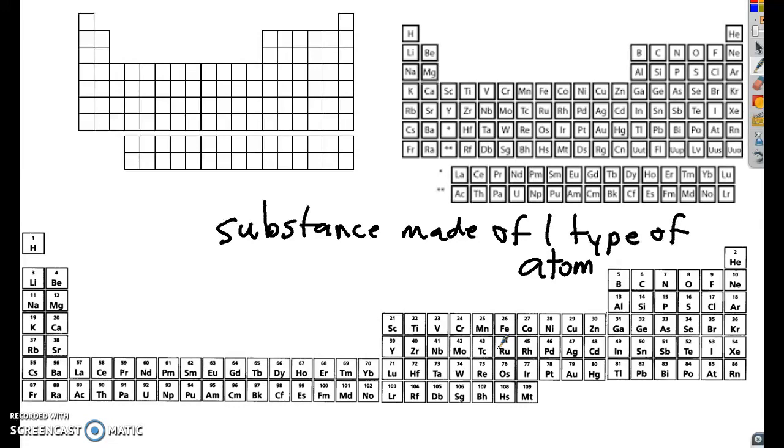Now, the first thing you notice, there are symbols, two-letter symbols, and these are the symbols for the different elements.